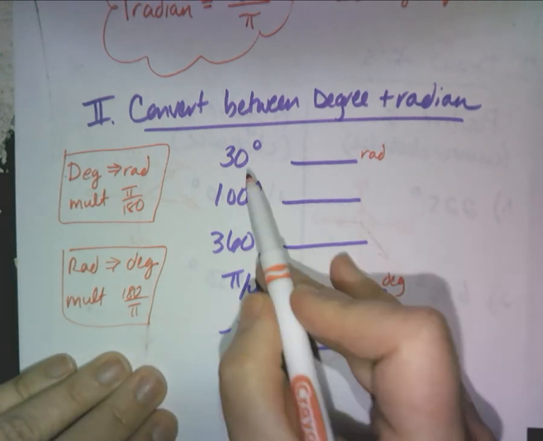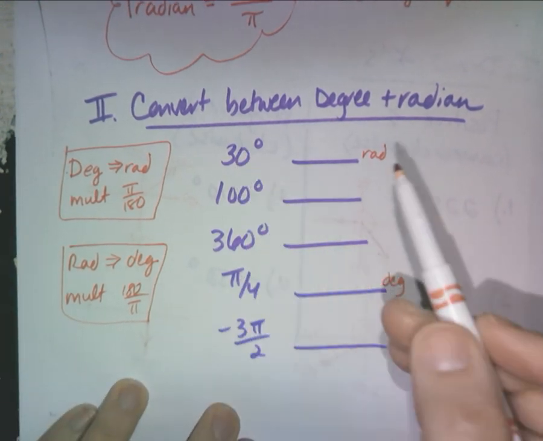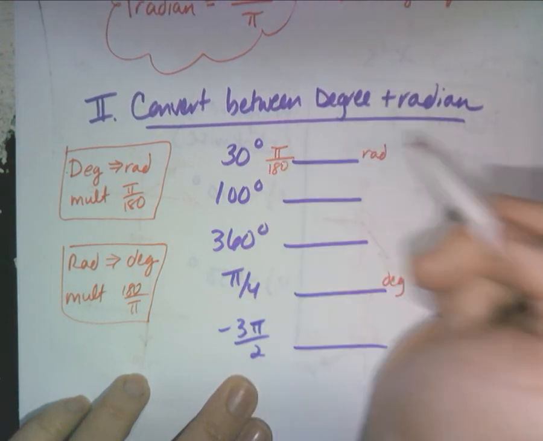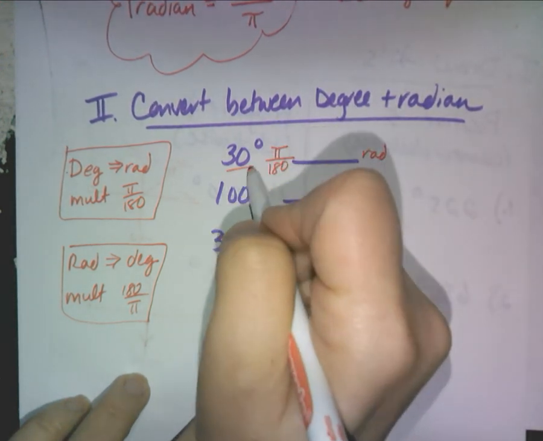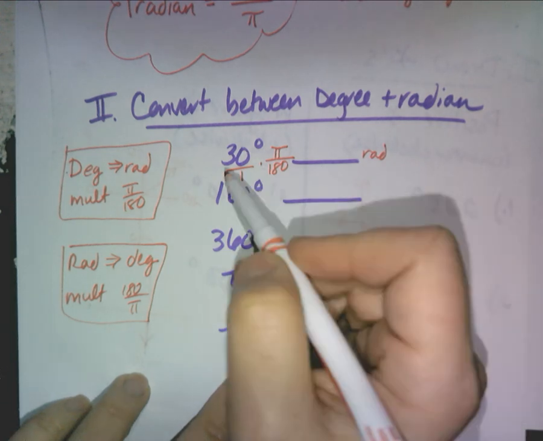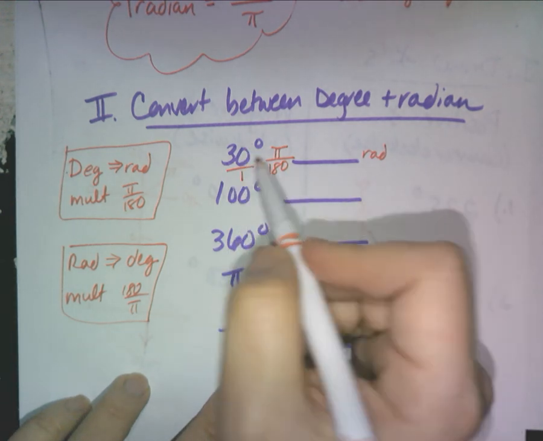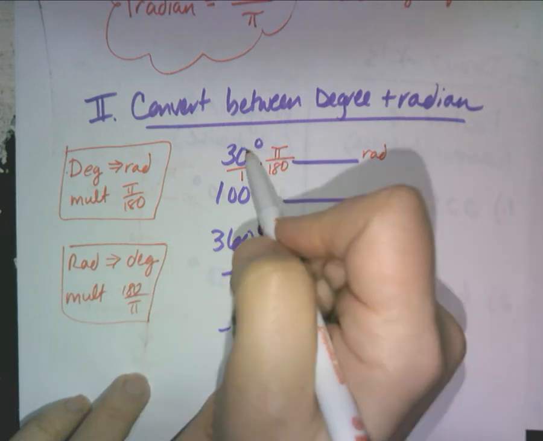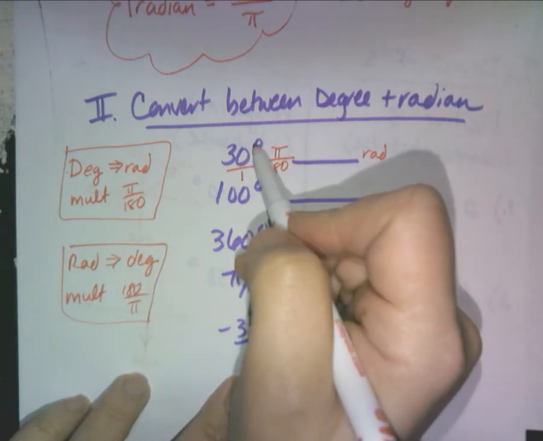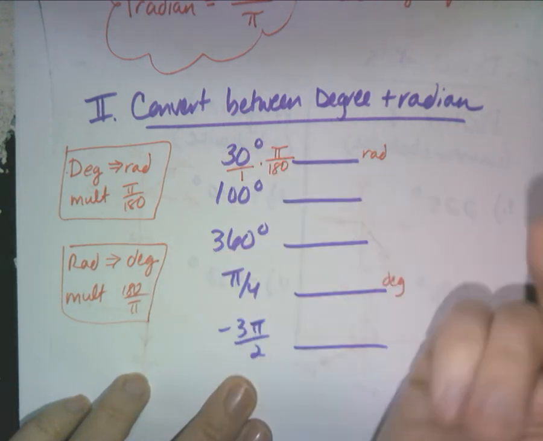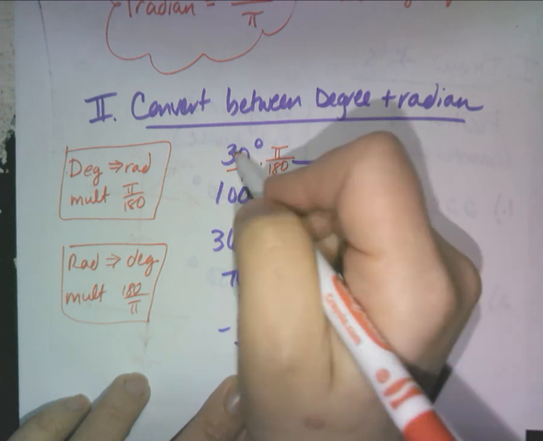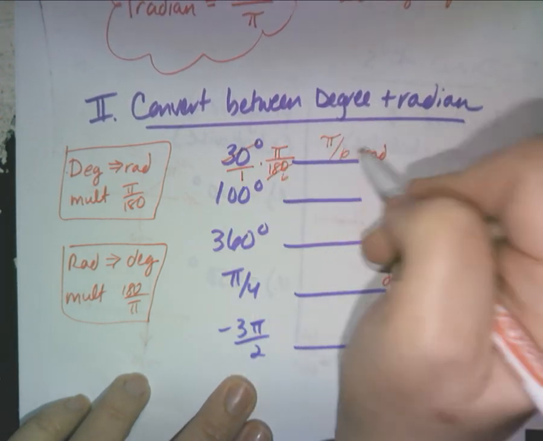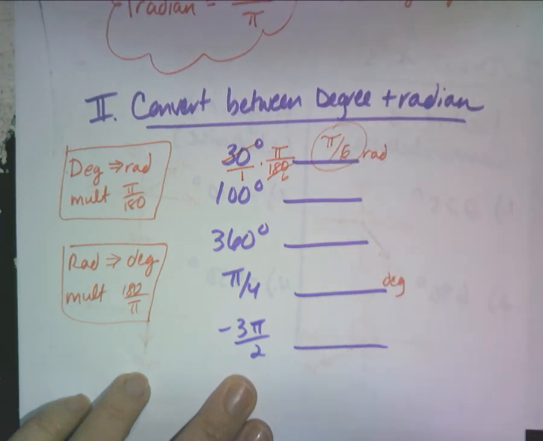So for this one right here, for 30, I'm going to multiply it by, I want radians, so I want the pi on top and the 180 on the bottom. And then you should know your fraction rules, okay? When you multiply, you are allowed to cross cancel. If you don't understand that, then you can multiply across and then reduce. But you should know how many times 30 goes into 180. You should know how many times 3 goes into 18. How many times does that work? 6. So the correct answer is pi over 6. Pi over 6 is equivalent to 30 degrees.